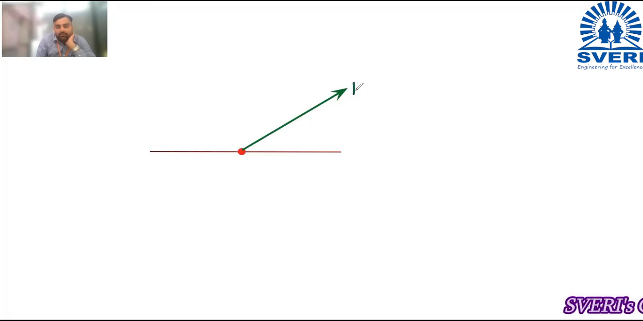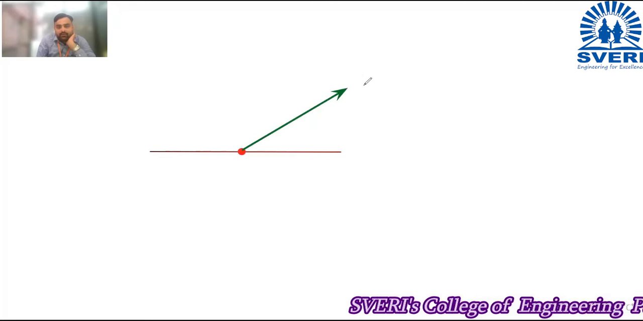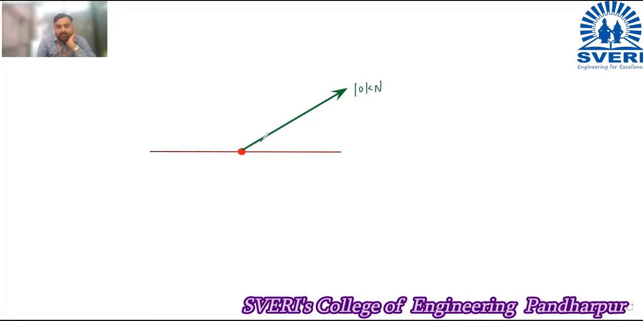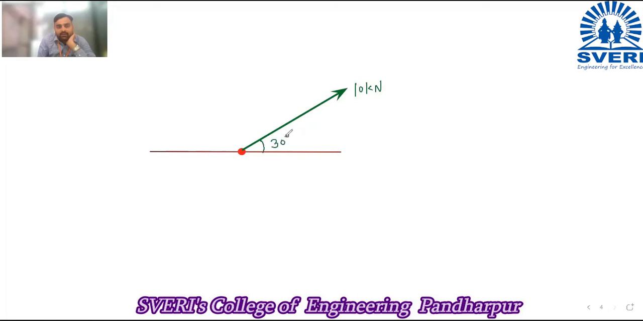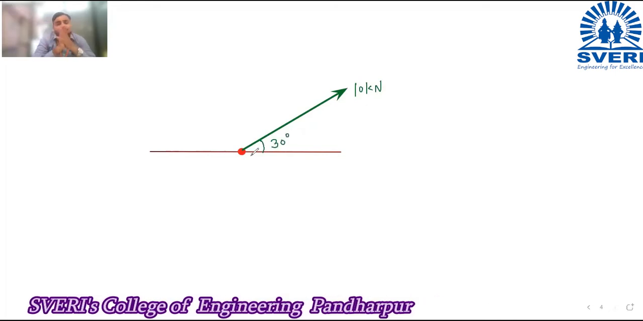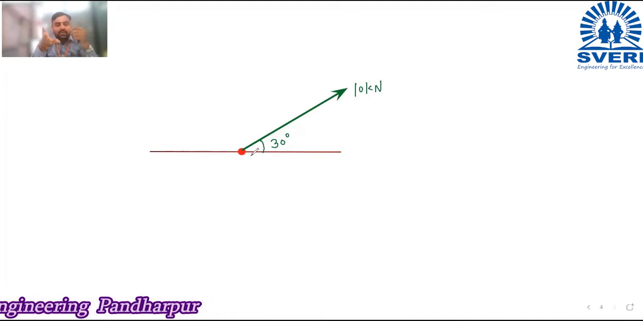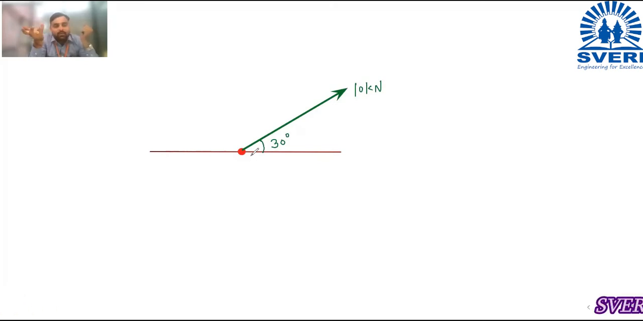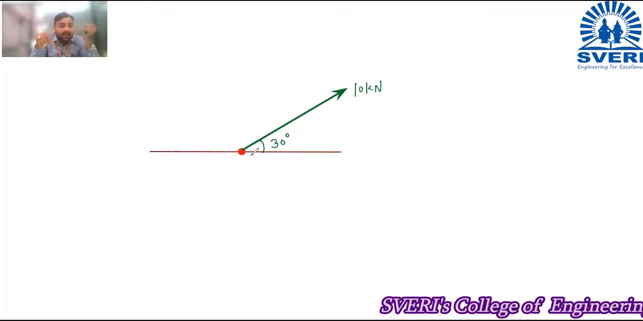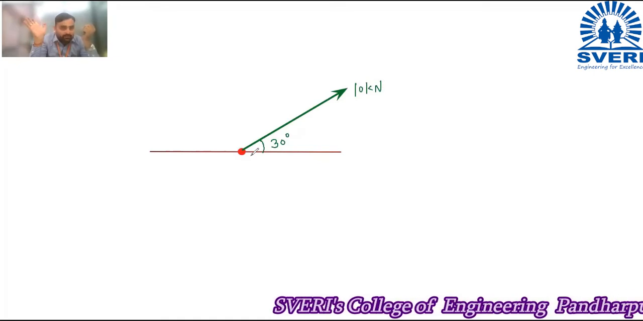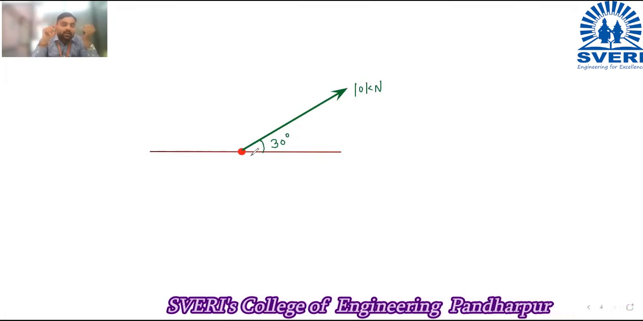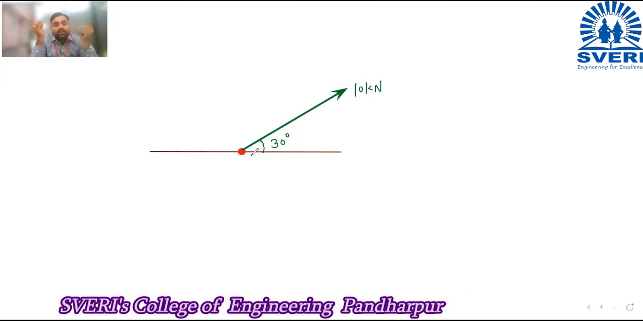Suppose the magnitude of this force is 10 kilonewton and it is inclined at an angle of 30 degree. If you see this force of 10 kilonewton inclined at an angle of 30 degree, you can say that this force is not parallel to x-axis. It is neither parallel to x-axis nor parallel to y-axis. So we cannot add or subtract this force directly while finding out the resultant.